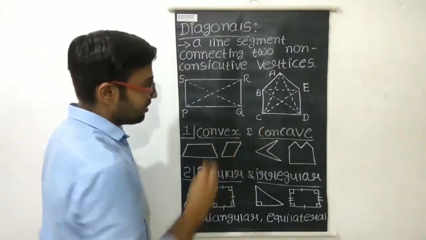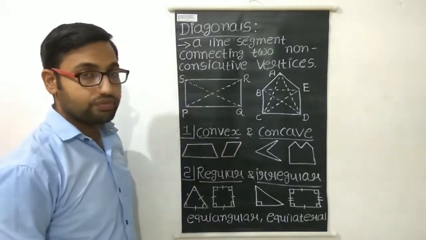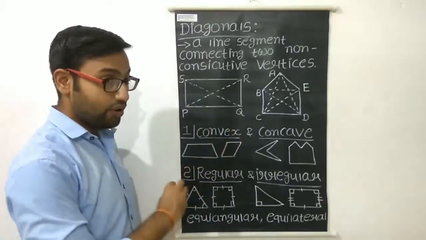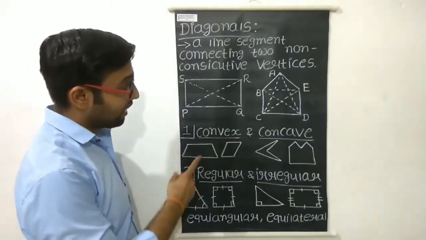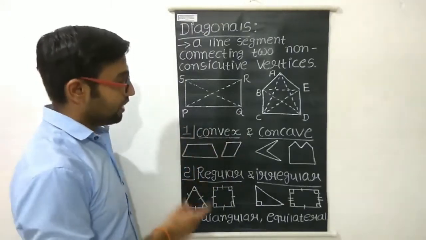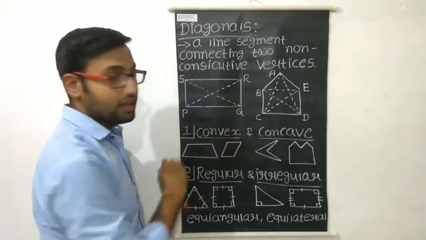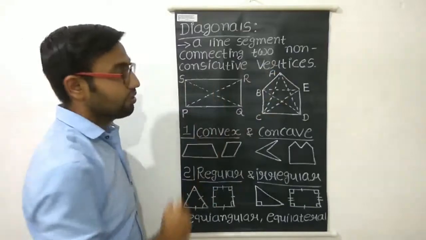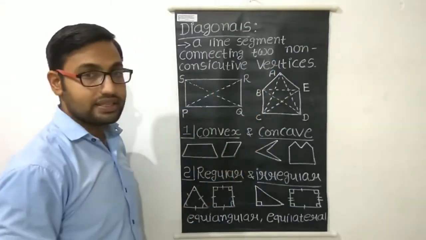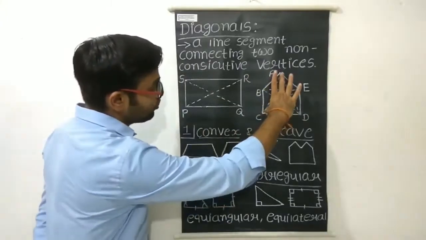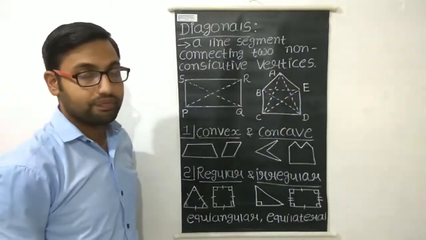Okay, let's take another shape. How many sides are there? Five sides. This is a pentagon, right? Because a five-sided figure is called a pentagon. So how many vertices are there? Five vertices. Okay, if I select vertex A, then I cannot select B, because we have to select non-consecutive vertices. So by skipping B, we can take C, right? So when we join AC, then AC will become a diagonal.